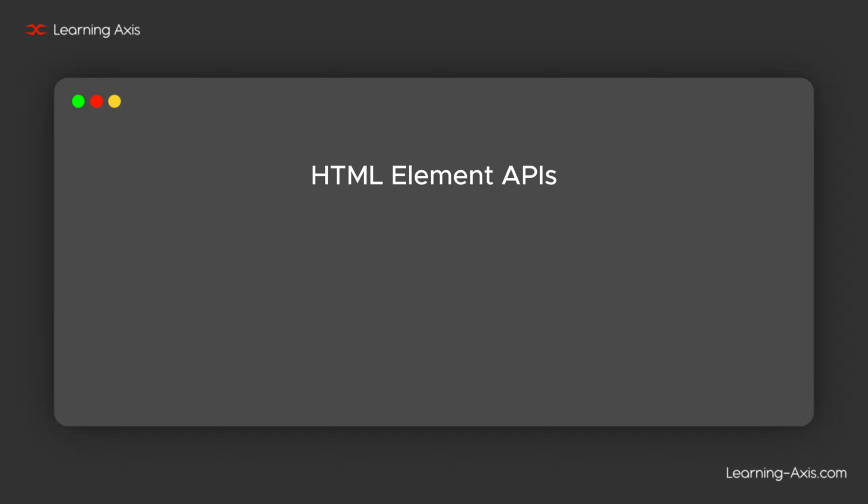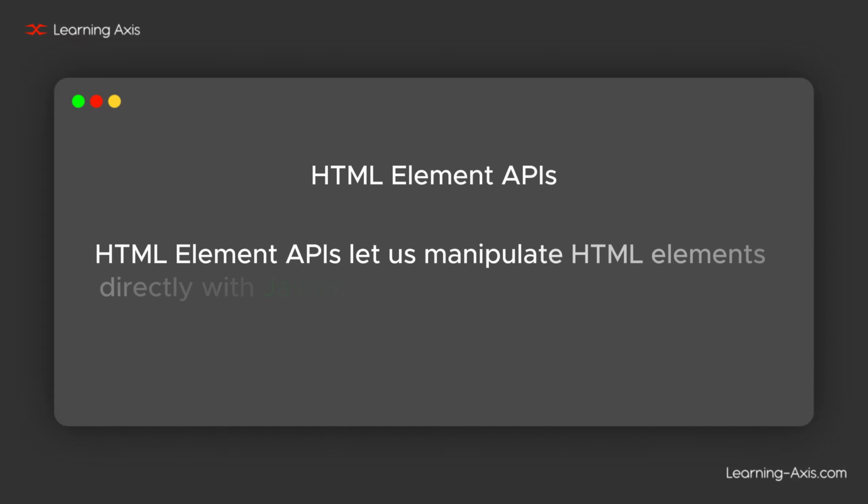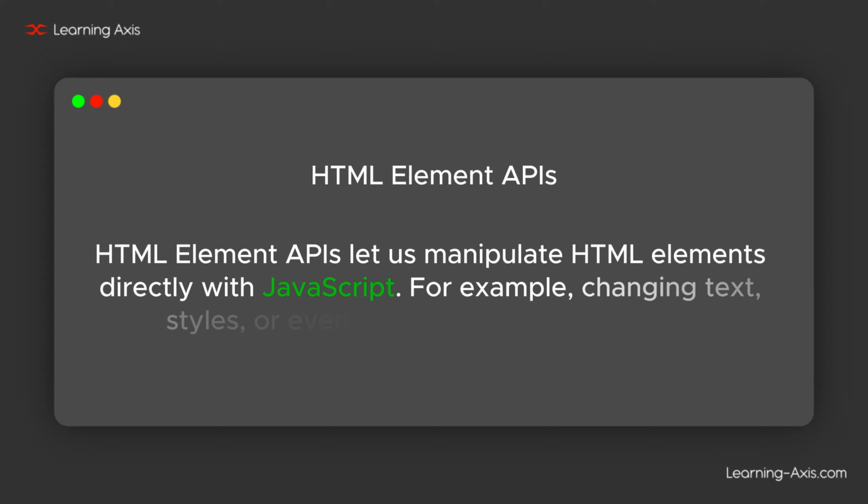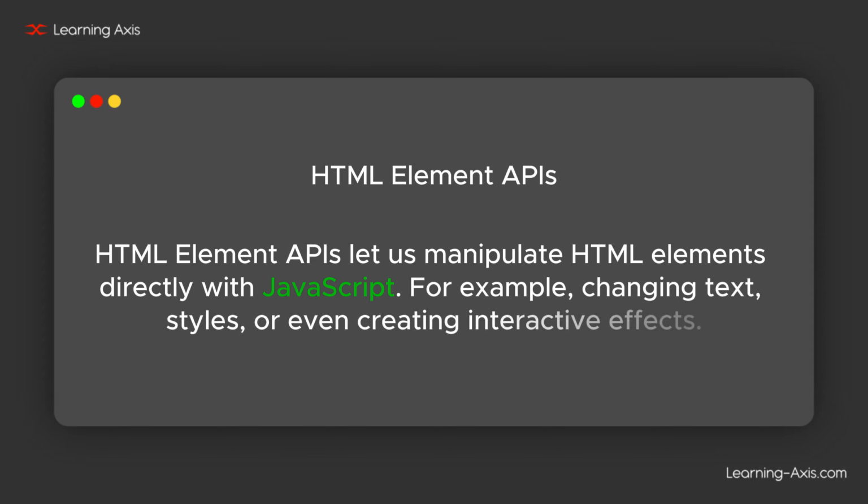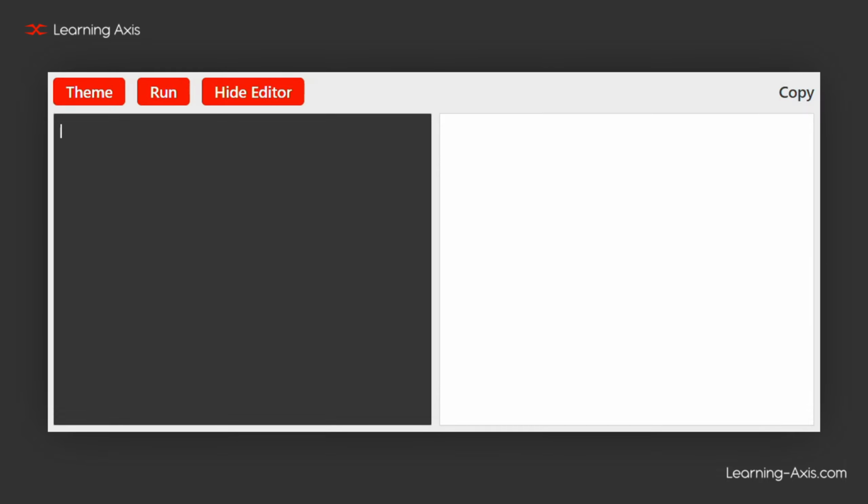First, let's discuss HTML element APIs. HTML element APIs let us manipulate HTML elements directly with JavaScript. For example, changing text, styles, or even creating interactive effects. Here's an example of how we can use JavaScript to update text content on a web page.